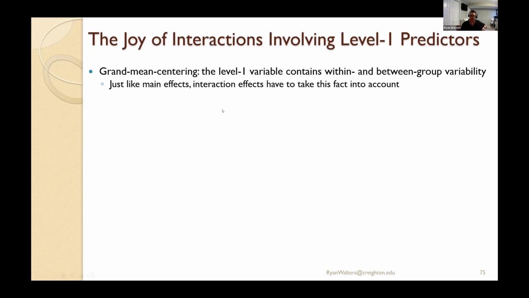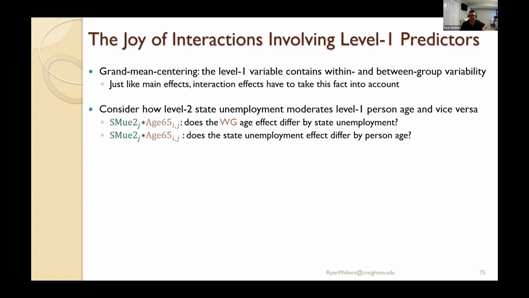So it is not enough to just include a cross-level interaction between state unemployment and respondent age. We also have to include the interaction between state unemployment and state mean age as well, to deconflate or disaggregate the cross-level interaction at level 1 and level 2. So again, we consider how level 2 state unemployment moderates level 1 person age. This is the interaction that we're caring about right now.